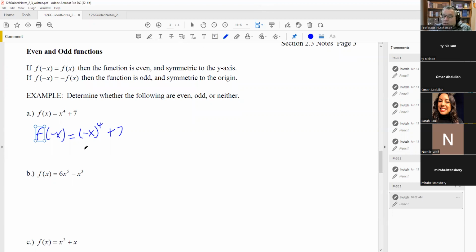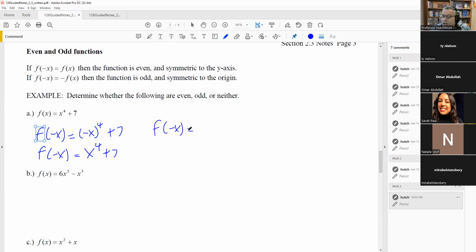Okay, so we have negative x to the fourth power plus 7, and we want to simplify this. Now remember that anytime we have a negative that's raised to an even power, the negative sign disappears. So f of negative x equals x to the fourth plus 7. Well, x to the fourth plus 7 is our original function.